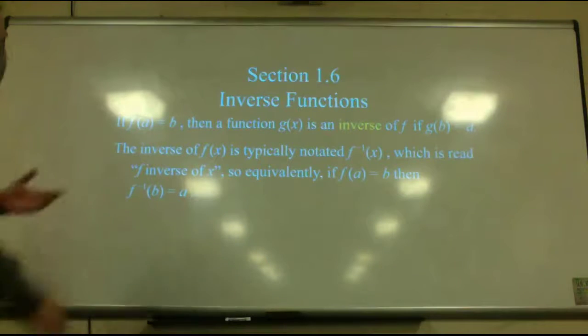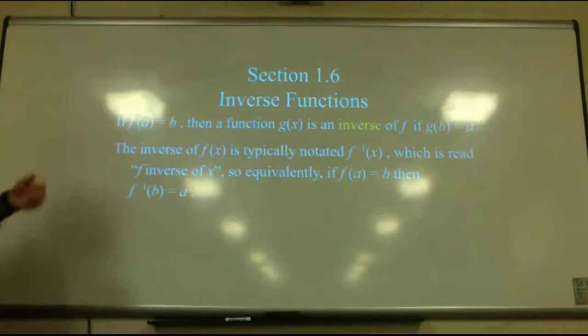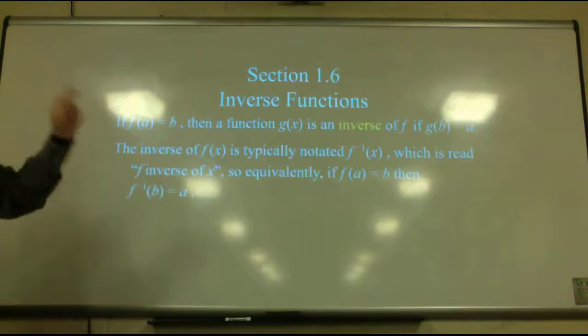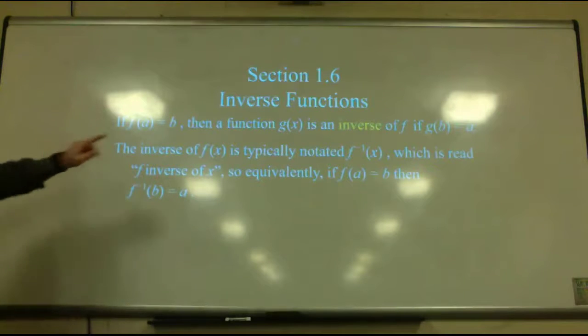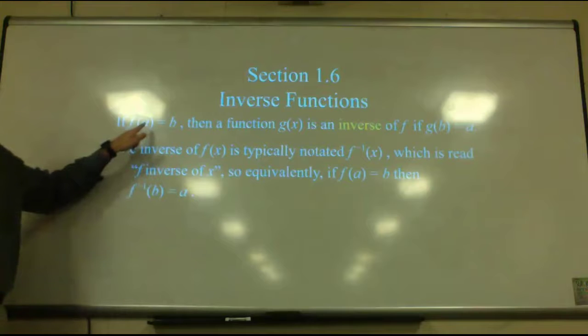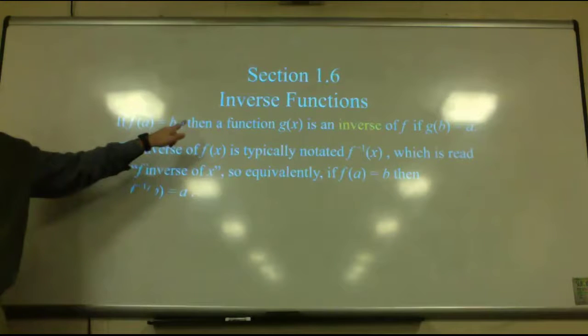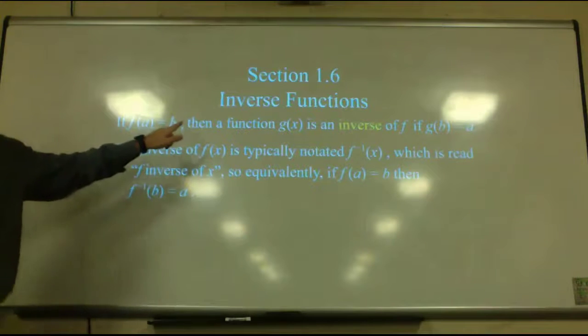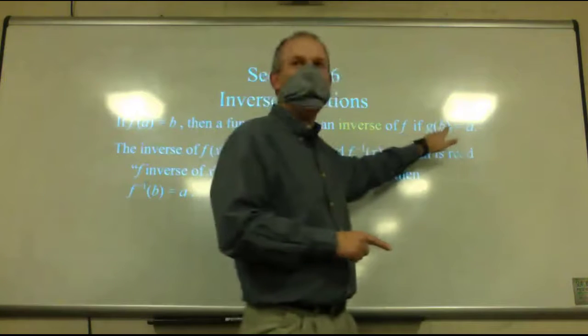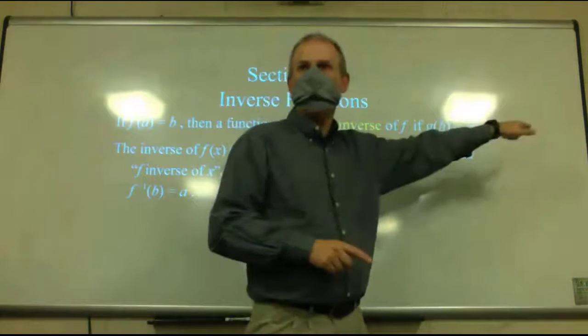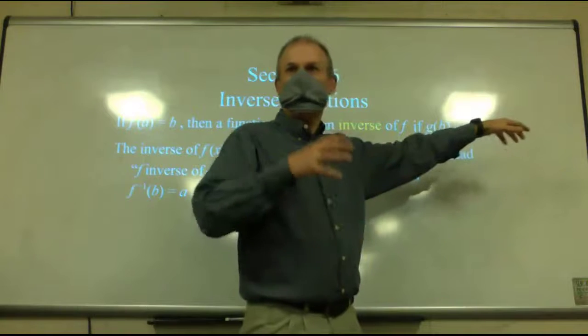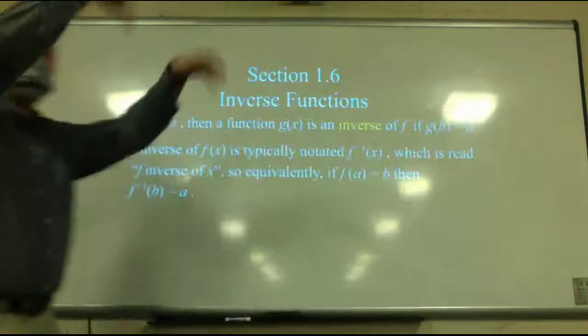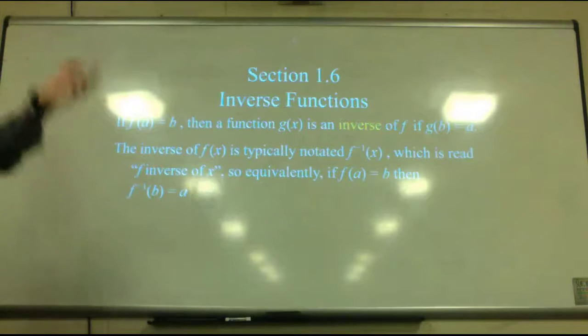Okay? So if f of a equals b, then a function g of x is an inverse of f if g of b equals a. So here's the idea. Originally, a is the input and b is the output. The g function then takes that output b and sends it back to a. You see that example? The first thing sent me to B, Burger King. The second thing sent me back to A, where I am now.